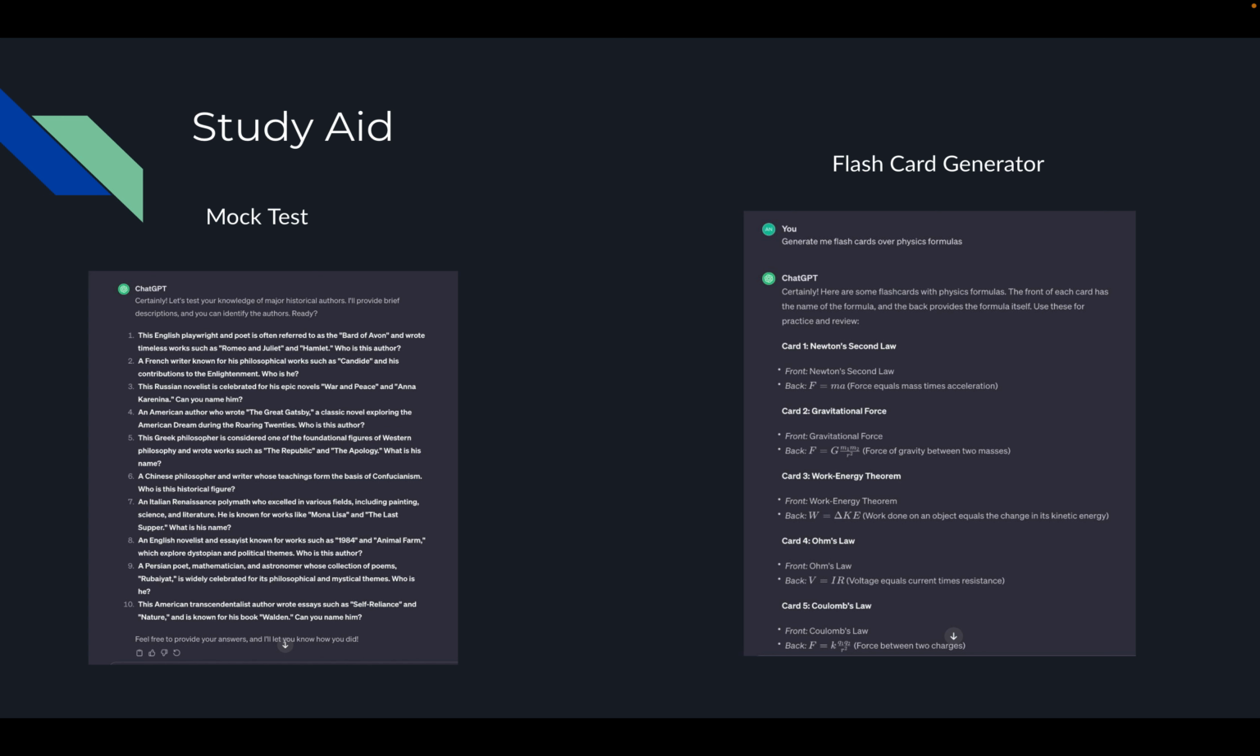Which English playwright and poet is often referred to as the Bard of Avon and wrote classics like Romeo and Juliet and Hamlet? Obviously that'd be Shakespeare, and it generates as many questions as you ask it to. It does about 10 each time, but if you want it to be longer, it can be longer. And it's really easy. I'll show a little bit later another one too. It's really good at taking back in your answers as well, which some other AIs that I've used are not as good at. And you can also use it as a flashcard generator.